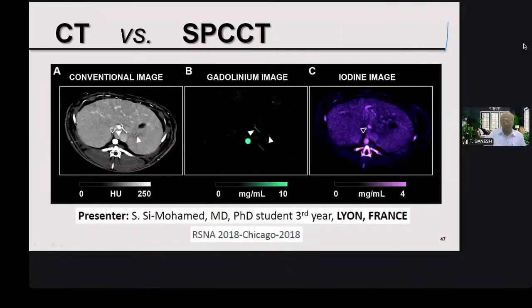It looks like this. Conventional image, it looks like this, but in the gadolinium image, you can see here where the gadolinium is present and where the iodine is present at the portal phase.